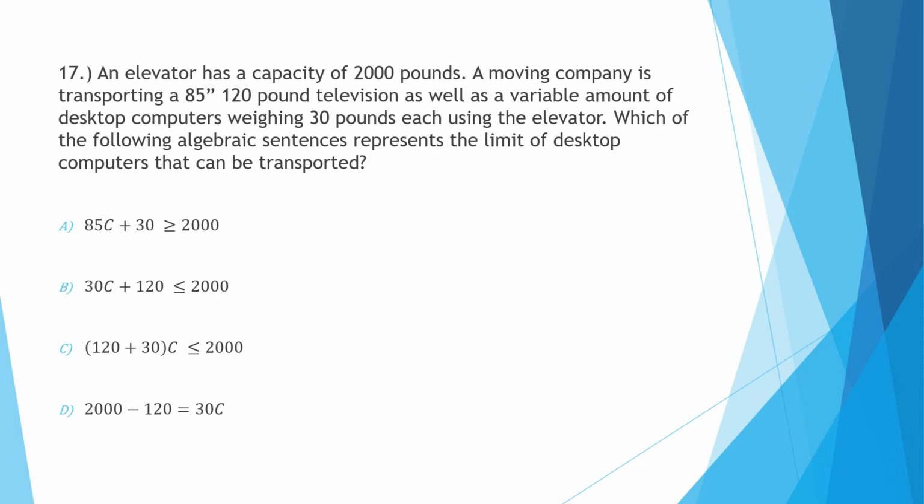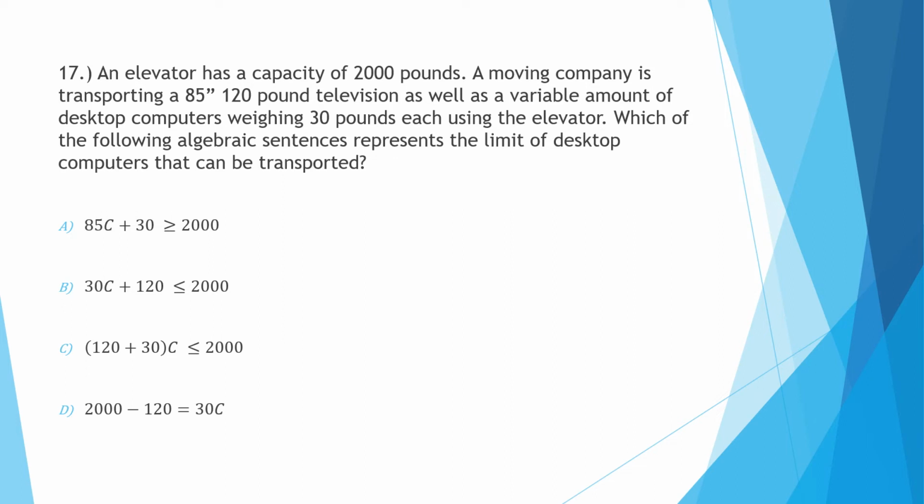An elevator has a capacity of 2,000 pounds. A moving company is transporting an 85-inch, 120-pound television, as well as a variable amount of desktop computers weighing 30 pounds each, using the elevator. Which of the following algebraic sentences represents the limit of desktop computers that can be transported?